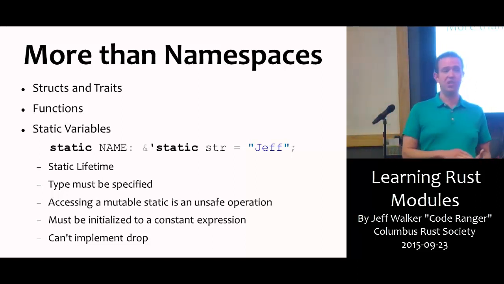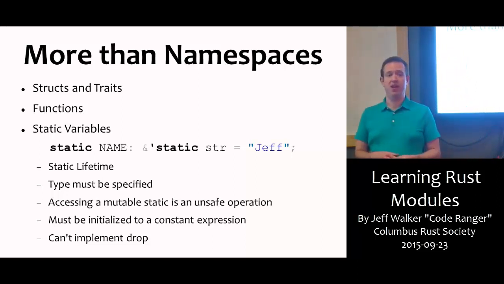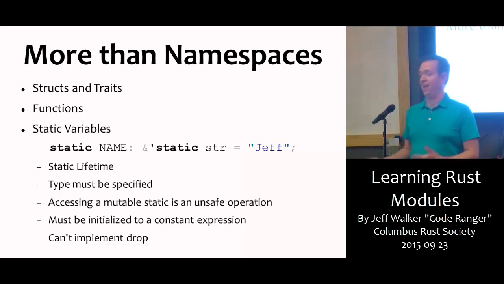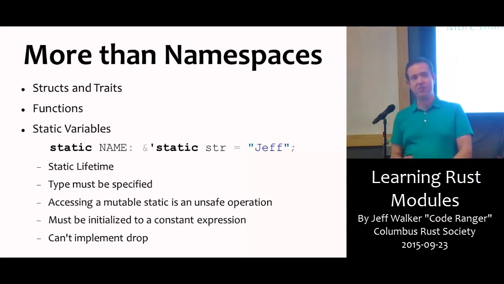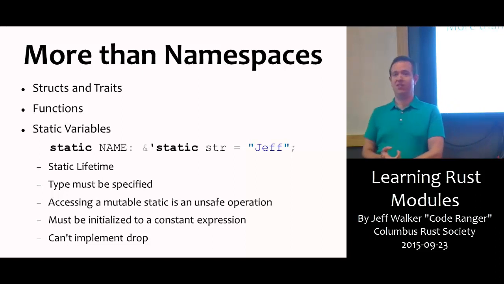The final limitation is that they can't implement drop. And that's basically for the same reason that they can't have non-constant initializers, right? Then we'd be like, well, what order do they get dropped in? When do they get dropped? Do they always get dropped? I left my main method. How many drops are left to run after that, right?